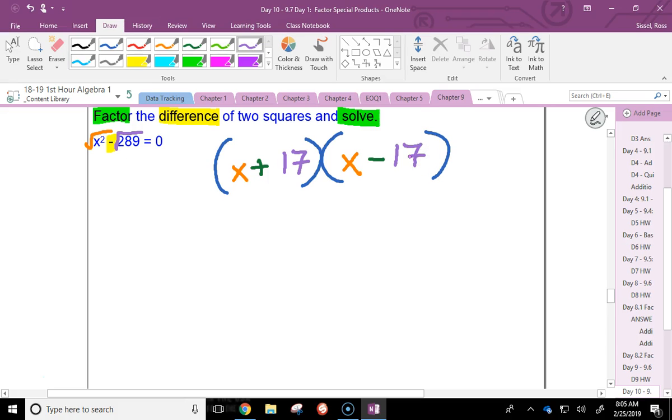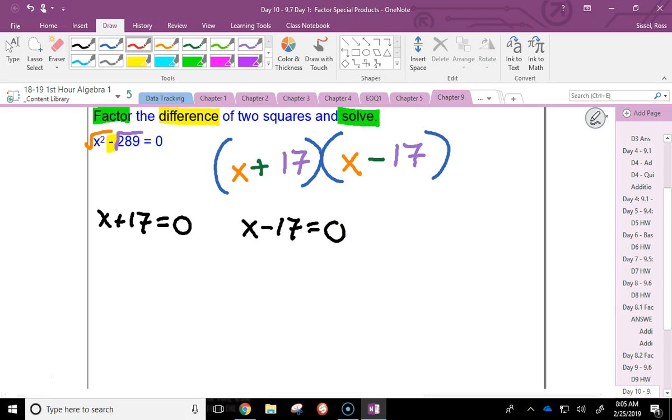Okay, so what's my next step to solve? 17, make it like x equals whatever. Good, so we're going to make both binomials equal to 0. So I would say x plus 17 equals 0, and this one's x minus 17 equals 0. And obviously, if I minus 17, this one's a simple one. If I add 17, we get that.